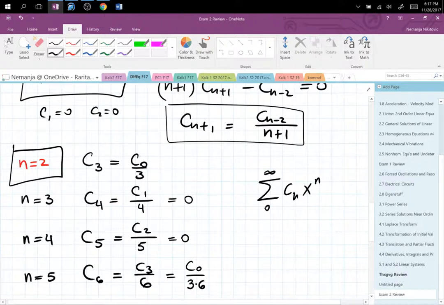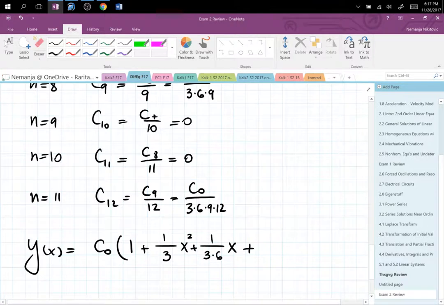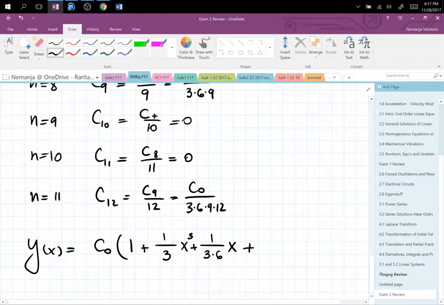C3. Oh, the 3, that's what you're talking about. 3 goes here, so the cube goes here. And it would be every 3 exponents. So if it was x to the 0, then the next one would have to be x to the 3.